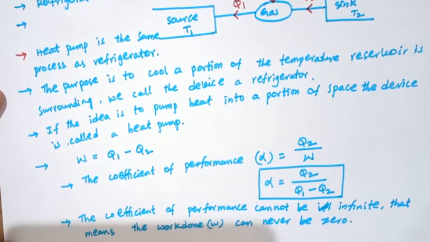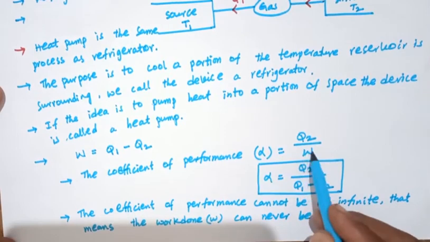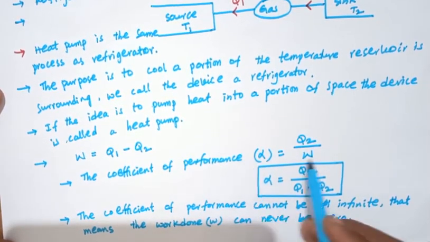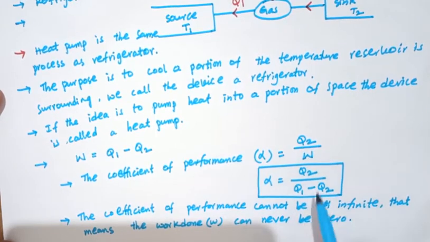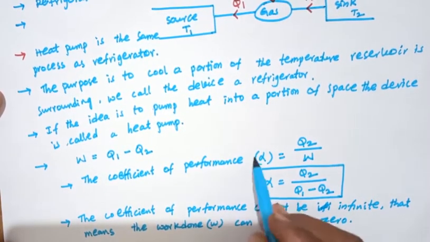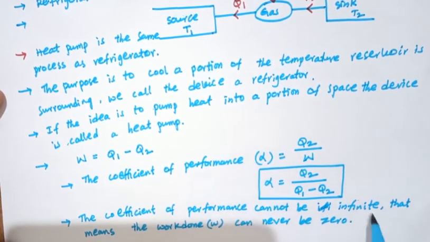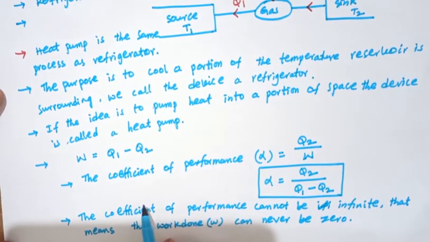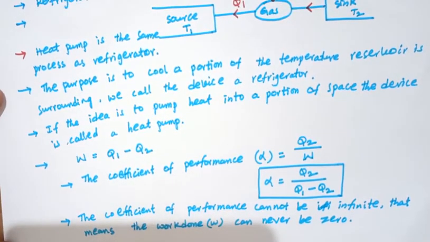It can never be zero. When work done is zero, alpha is infinite. So here W is not equal to 0, so alpha cannot be infinite. So this is about the refrigerator and heat pump.